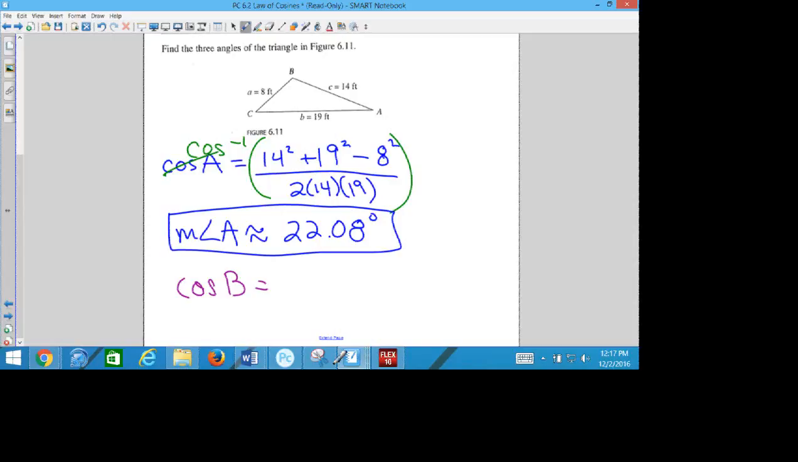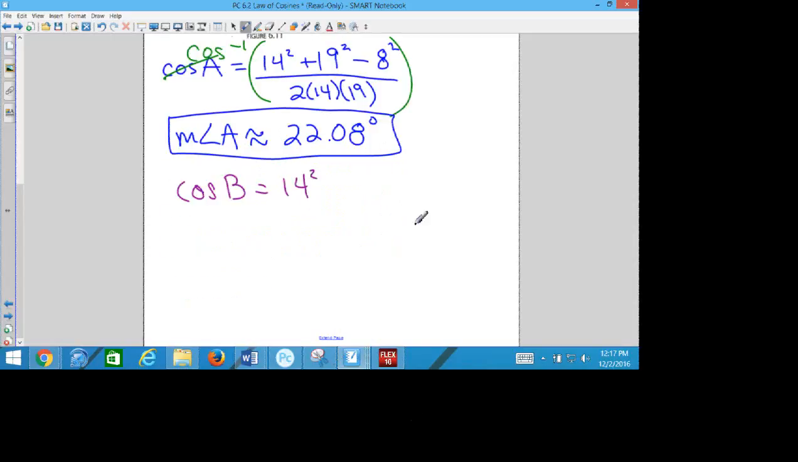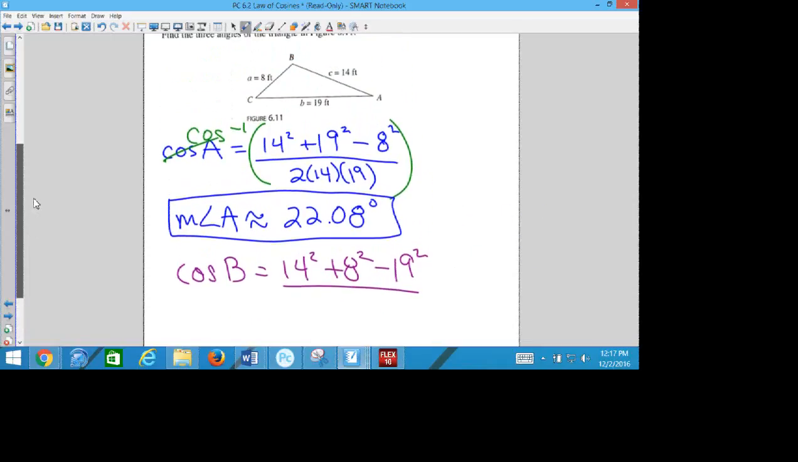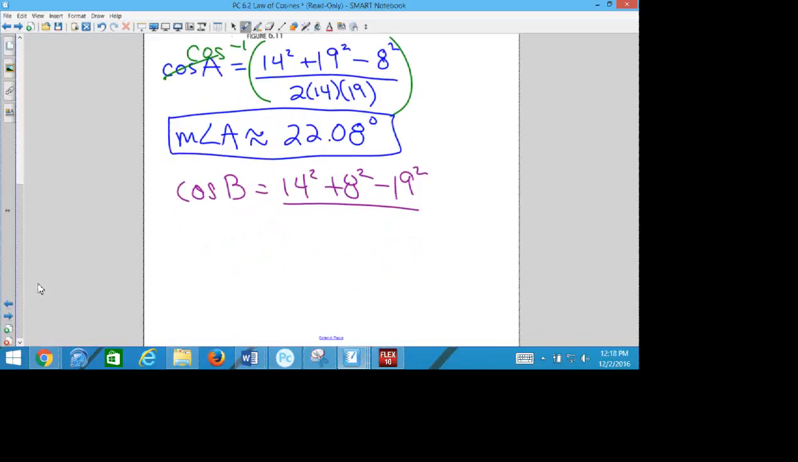14 squared plus 8 squared minus 19 squared. Do I have the correct B? What's B? Okay, just making sure. And then we divide that by 2 times 14 times 8. And then to actually find it, you have to do inverse cosine of that.